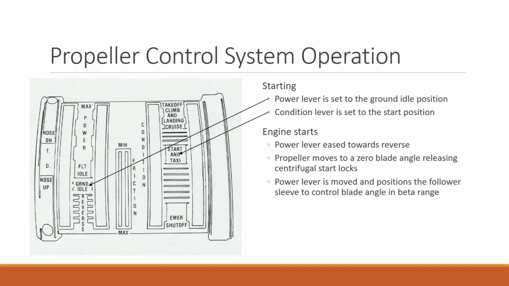Centrifugal force then is able to pull the start lock up and out of the way. And now we can bring our lever forward again. We can bring our start lever forward. And now, because those pins are held up out of the way, that blade can go past that and go towards that feather or that higher pitch position.